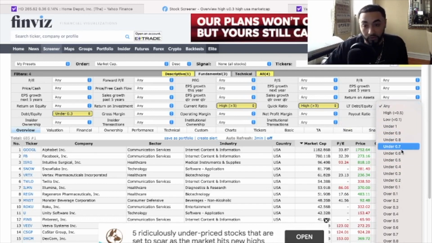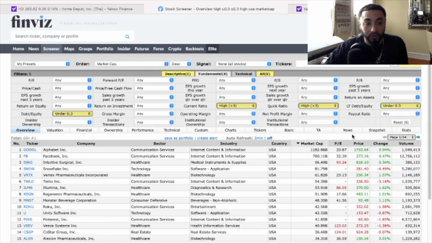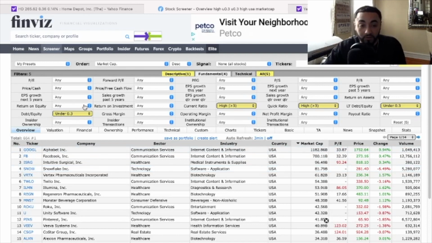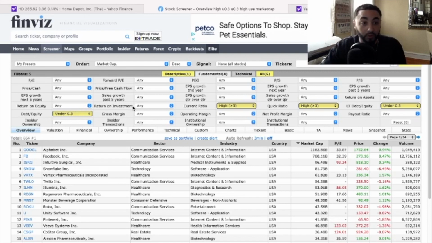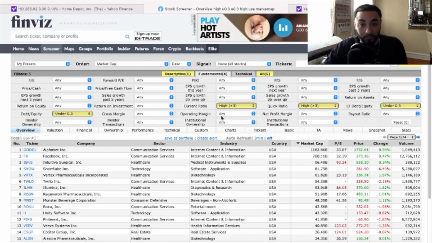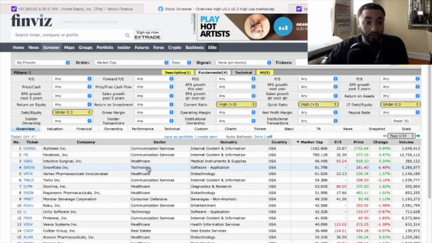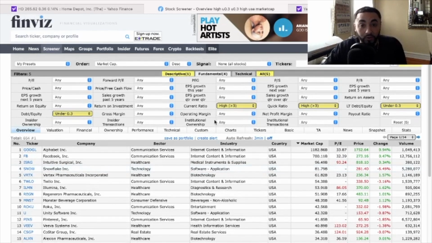Let's see, I'll do 0.3 again here. See what we got. Alright. So you can see right away that we went from 6,000 or 7,000 stocks down to 644. Now this is only filtering out stocks with low debt, or a high current or quick ratio. So, I mean, this is just a part of filtering out your stocks.